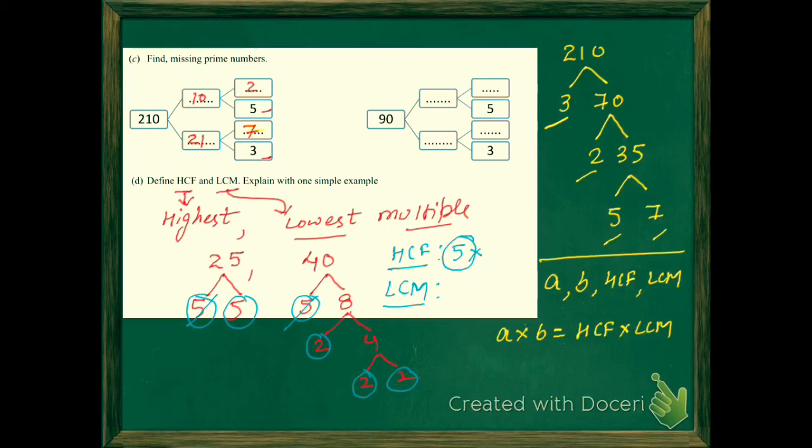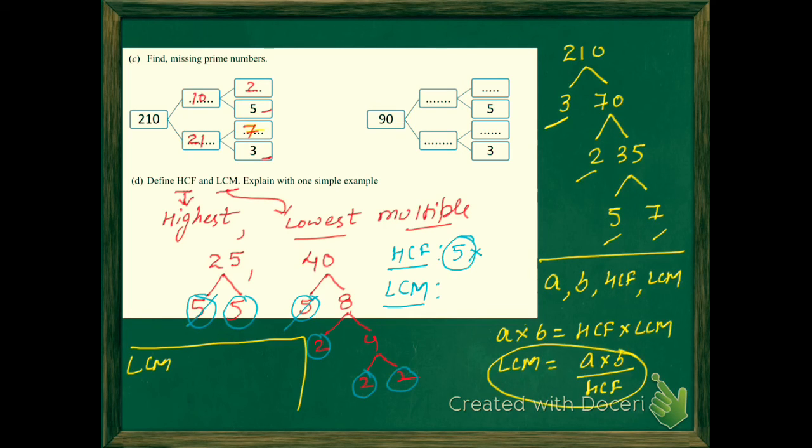So for example, I want to figure out LCM. I'll try A cross B divided by their highest common factor. For me, that's the easiest way to figure out the LCM of any pair of two numbers. So for example, here LCM would be 25 times 40 over 5, because 5 is my highest common factor. So I'll divide by 5. You can divide either 25 or 40 as you wish. If I cancel 5 with this 5, I have 5 times 40 as 200. So 200 is my LCM.